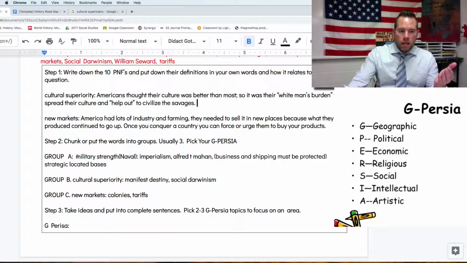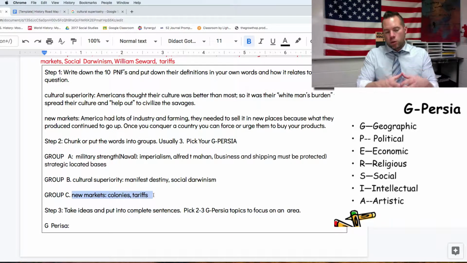Well, I said military strength would go with imperialism and Alfred T. Mahan because those are talking about the same things. Down here, cultural superiority, manifest destiny, and social Darwinism all go together, and I can talk about those in a sentence or 2 and how they relate to the question. New markets, colonies, and tariffs relate to each other. So I'm going to group those together.